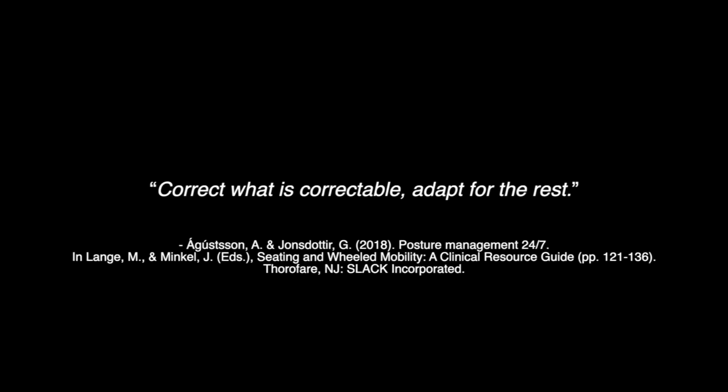The aim is to be as aligned as possible, but full alignment may not be achieved. Everybody's body is different. If parts of the body are tighter, with less range of motion, provide supports to increase comfort and distribute pressure. Over time, as a person's body relaxes, gradual changes can be made for better alignment. A helpful quote from two researchers and clinicians in this field is to correct what is correctable, adapt for the rest.